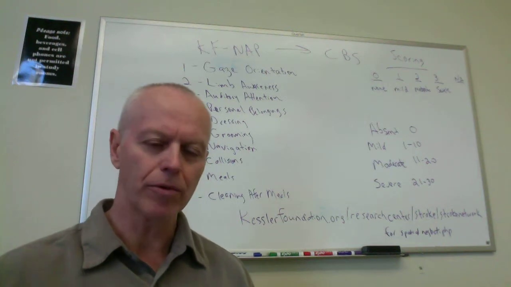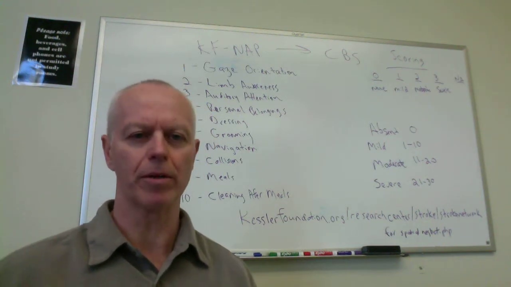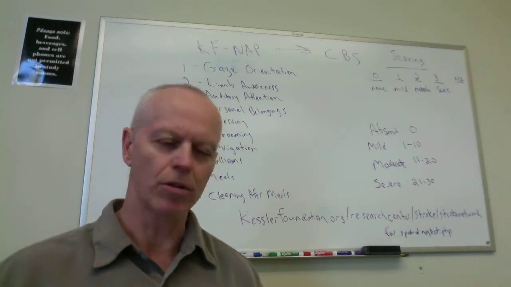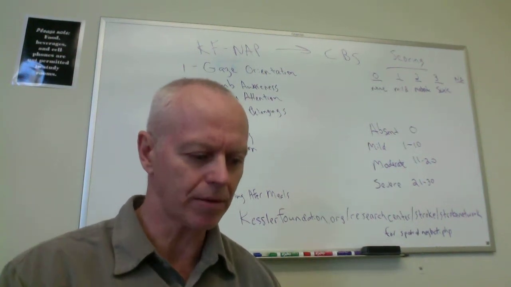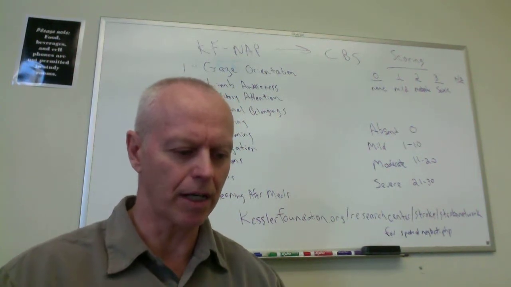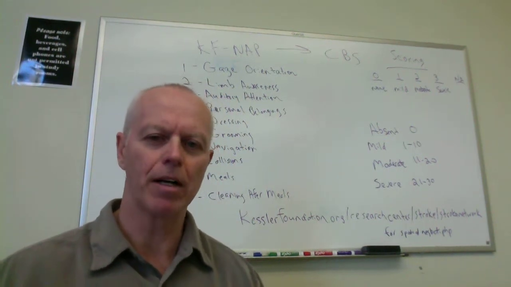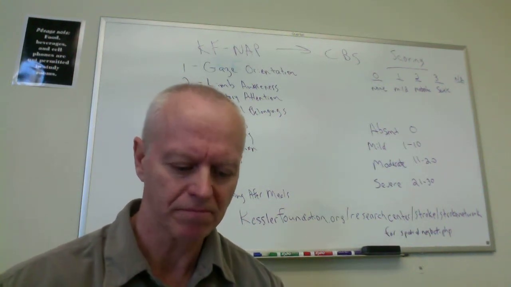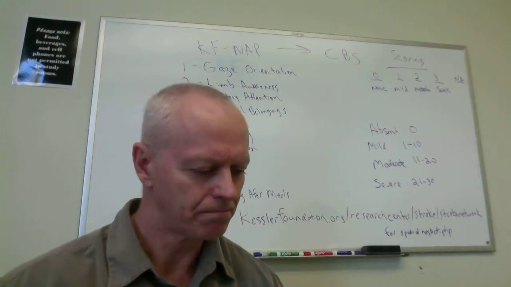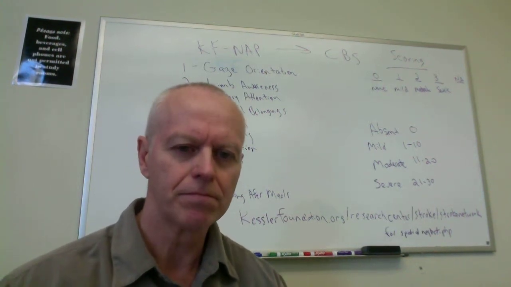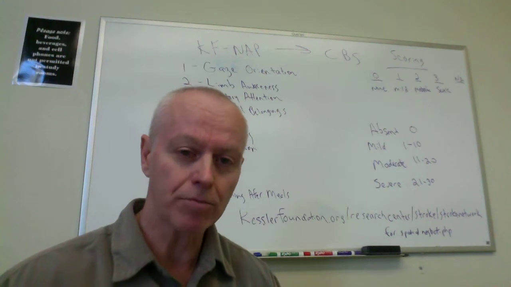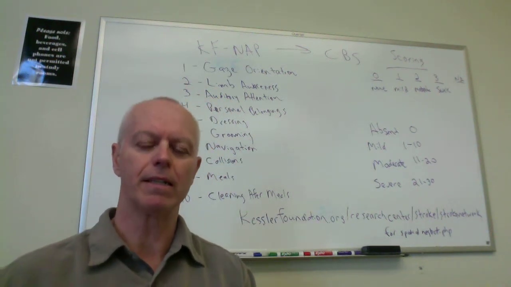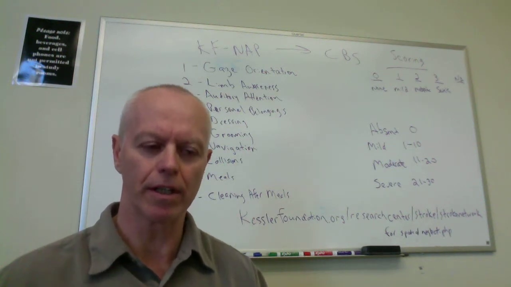So a score of 3 and a score of 0 can be really obvious. Either they don't have it or they have really severe neglect. Whereas 2 and 1 can be a little bit tricky, and sometimes you just have to make your own best clinical judgment about that. So that's pretty much an overview of the Kessler Foundation.